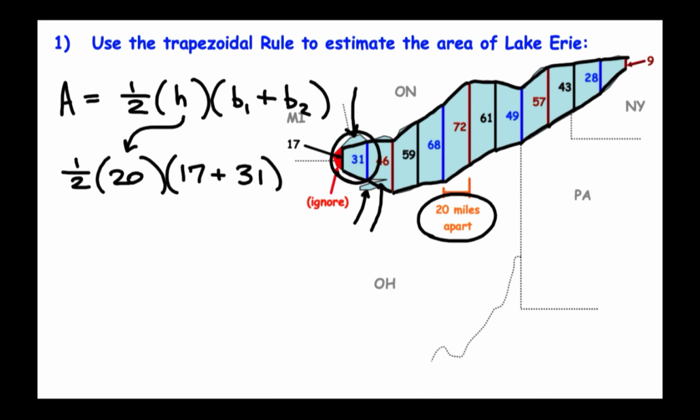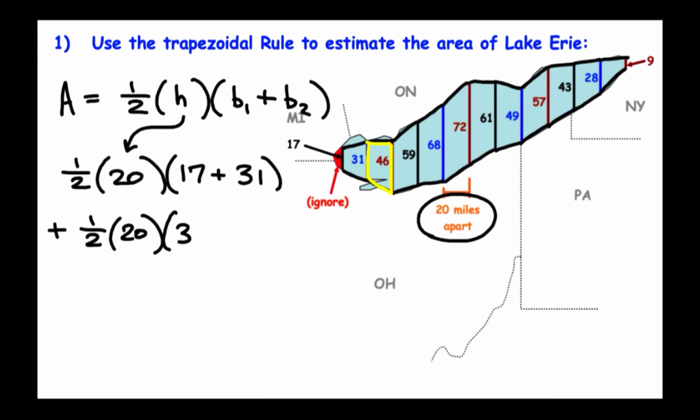All right, so that's the trapezoid by Toledo. Now we're going to move to the next trapezoid. I'll call it the Sandusky trapezoid. Well, if you add that trapezoid onto the area of the lake, it's going to be 1/2. Again, the height is 20. It always is. And this time you're going to use a 31 again, even though you used it in the Toledo one, it also gets to be used in the Sandusky trapezoid. And then the 46.